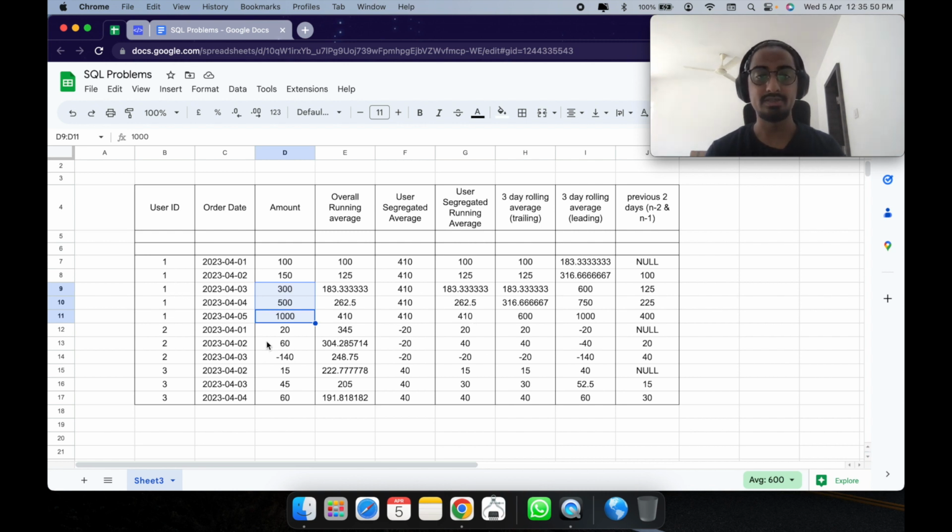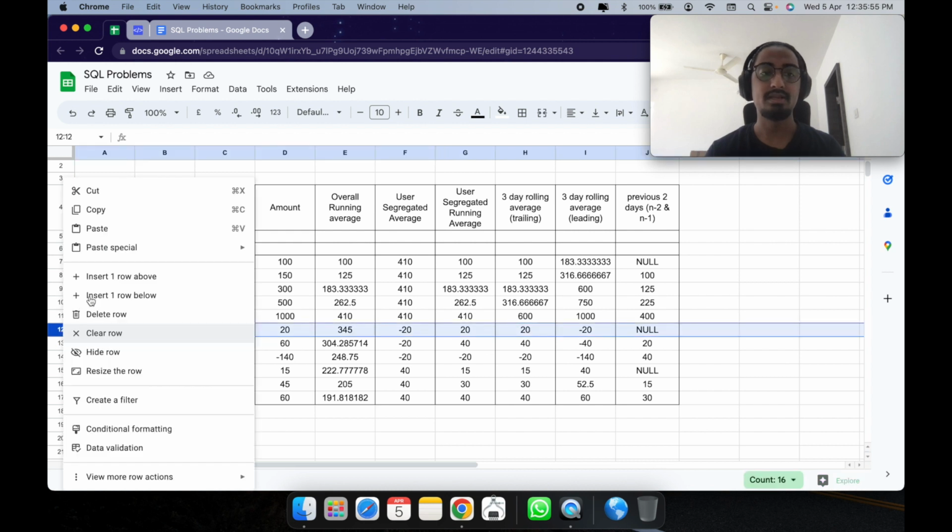Coming on to the next user, it is the same. So it's 20 here because, let me add 2 rows.